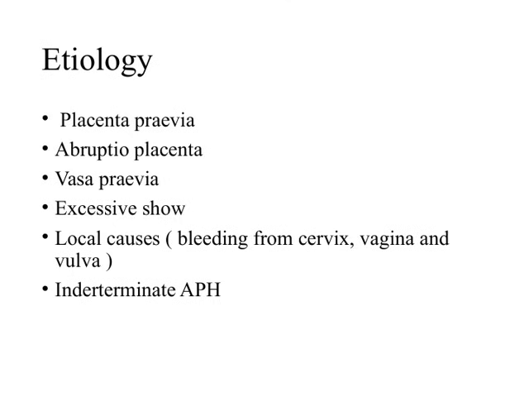Local causes are also notable, such as bleeding originating from the cervix, vagina, or vulva, which may be due to trauma or infections. Lastly, there's indeterminate antepartum hemorrhage, where the source of bleeding isn't clearly identified, posing a diagnostic challenge. Understanding these causes helps us in early detection and management, ultimately improving outcomes for both mother and baby.